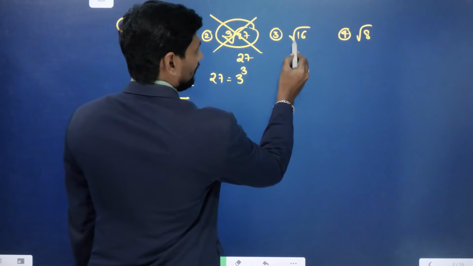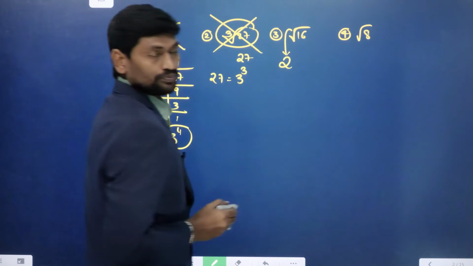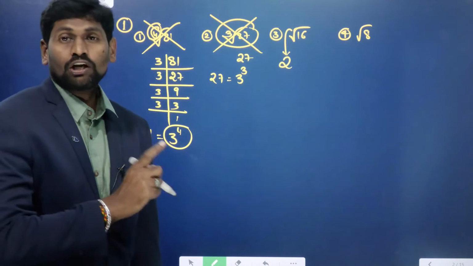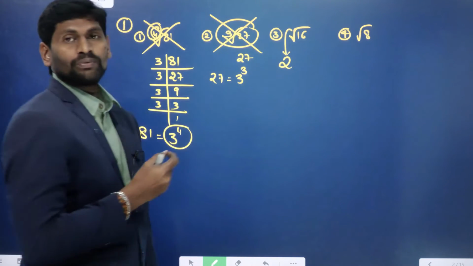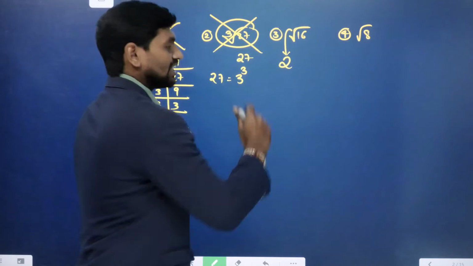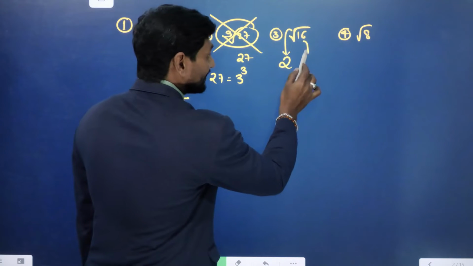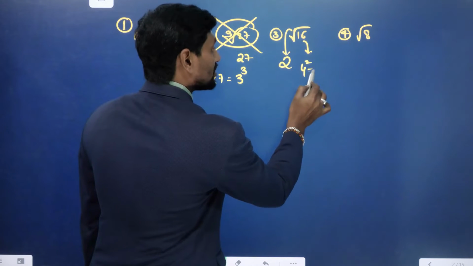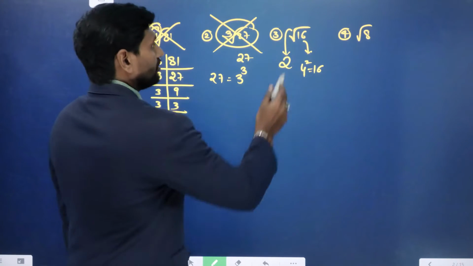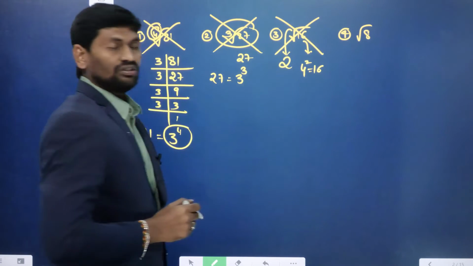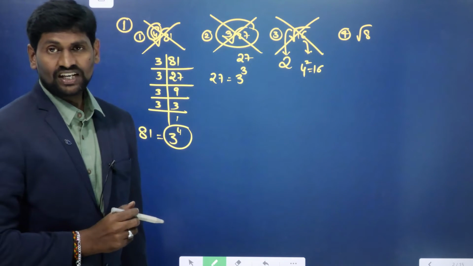Next, what is this root over 16? What is the order of this one? The order is 2. That means 16 should not be a square number. For a cube root, the radicand should not be a cube number; for a square root, the radicand should not be a square number. But 16 is a square number, 4 into 4 is 16. So root over 16 is also not a surd, it is a rational number.